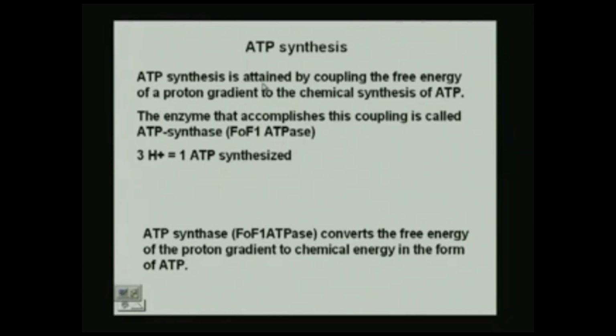Now, this ATP synthesis is attained by coupling the free energy of the proton gradient to the chemical synthesis of ATP, and the enzyme that actually accomplishes this is called F0F1 ATPase, and it is also called ATP synthase because it works in a beautiful manner. Now, this converts the free energy from the proton gradient which we just looked at to the chemical energy in the form of ATP.